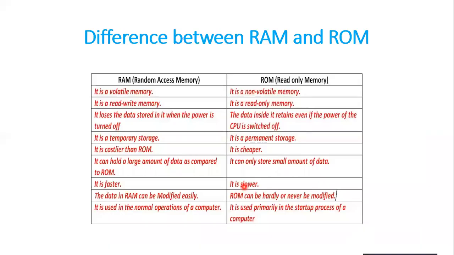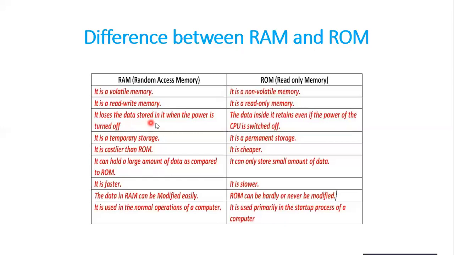Now, let me see what the differences are between RAM and ROM. RAM is volatile. That means when the power has gone, the content will be lost. The ROM is non-volatile. That means it is permanent, even if the power is lost. RAM is read-write memory. That is, we can read and alter frequently. The ROM is a read-only memory. We cannot alter the content.